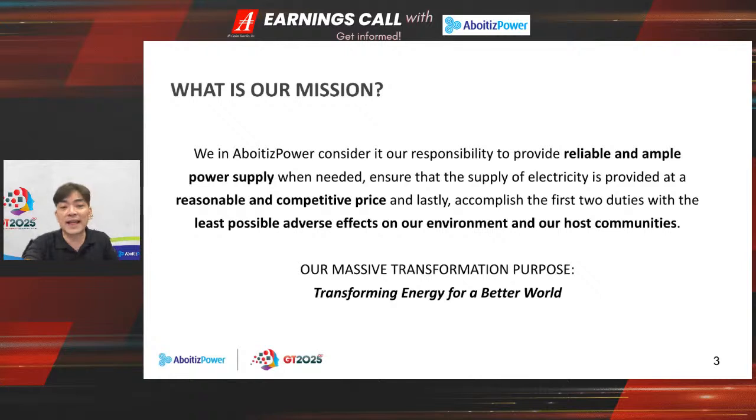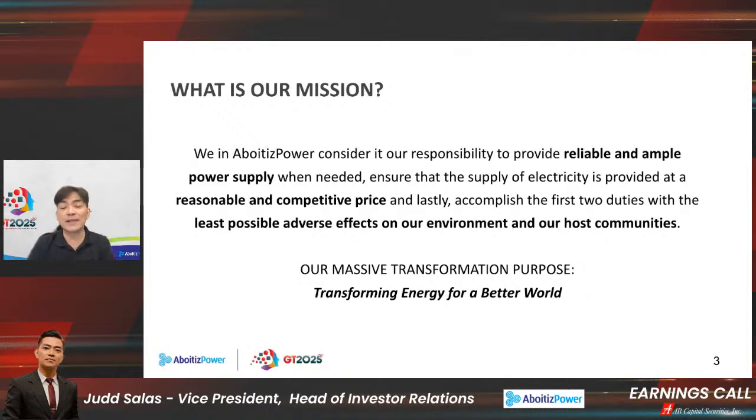And together with that, our massive transformation purpose, which is the title of this presentation today, transforming energy for a better world, meaning to say that our purpose is to transform or change the state of energy that we have today into another state, one that we believe will create a better world for you and for me. But before we go to that, more deeply, allow us to introduce ourselves more properly. Next slide, please.